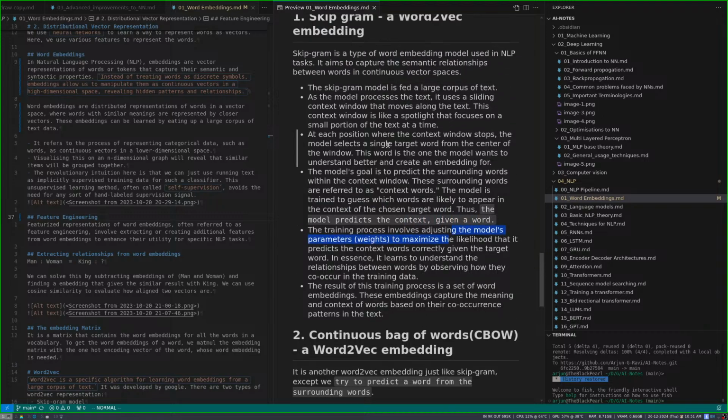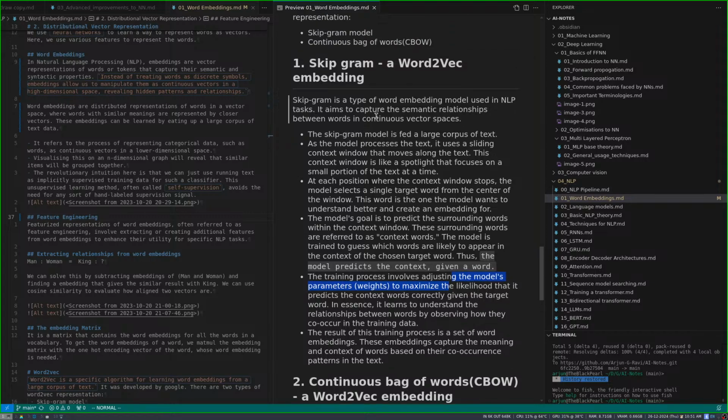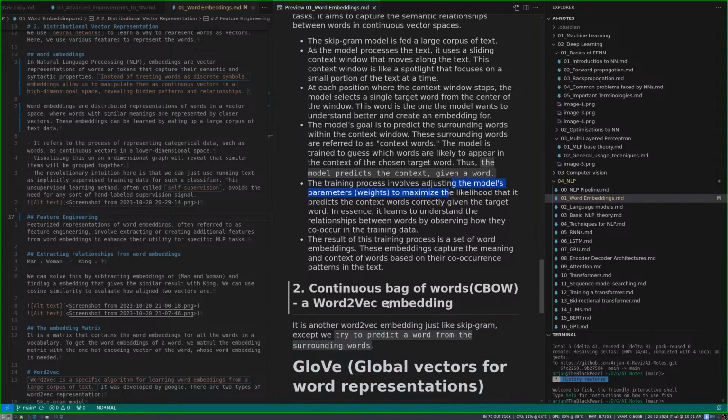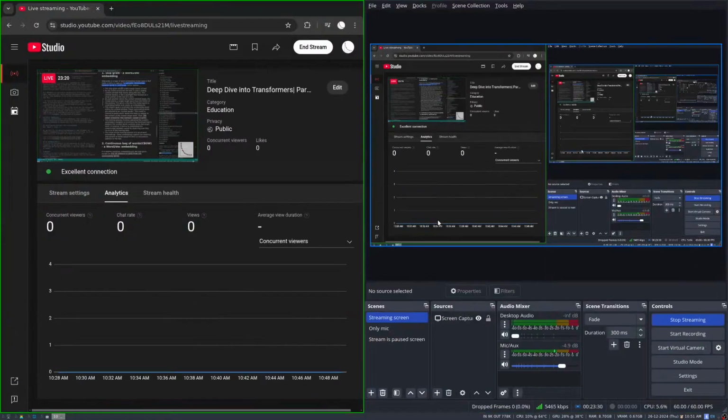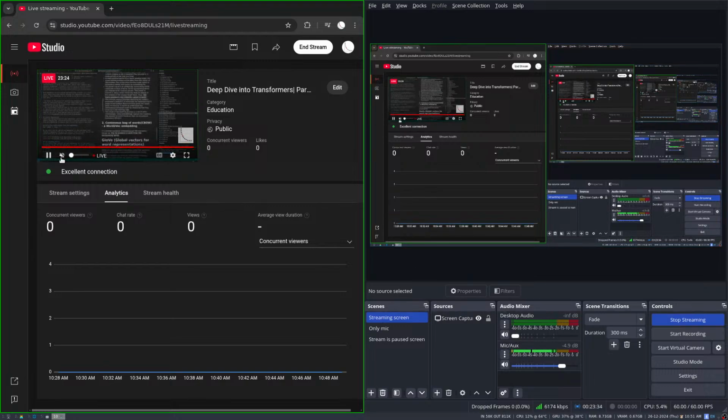Okay, here the model predicts the context given a word for skipgram. And in continuous bag of words, we try to predict a word from its surrounding words. GloVe.